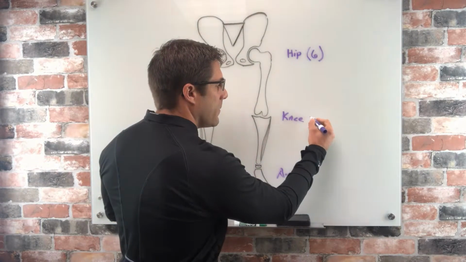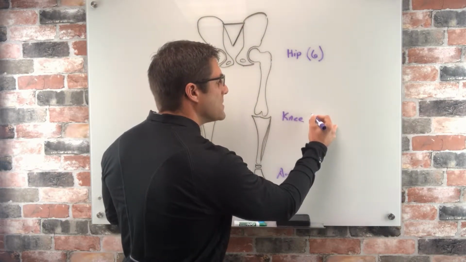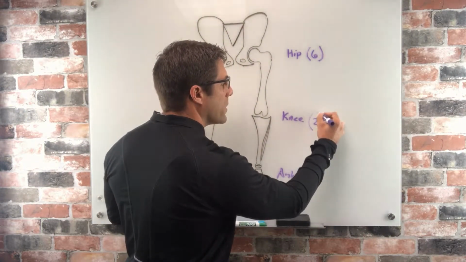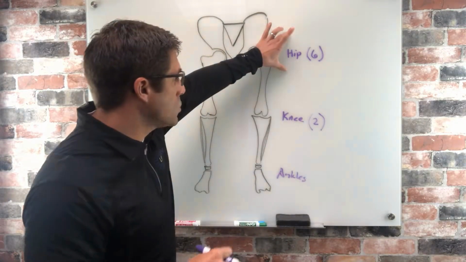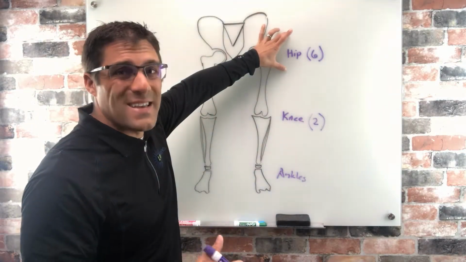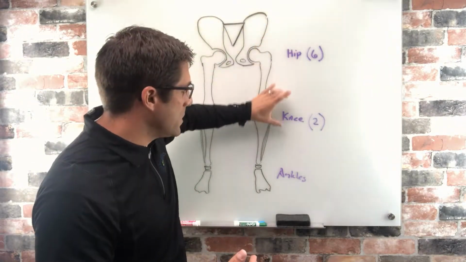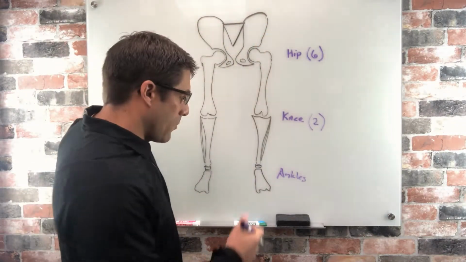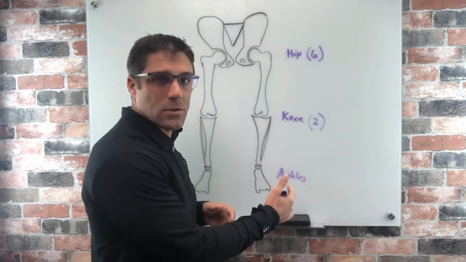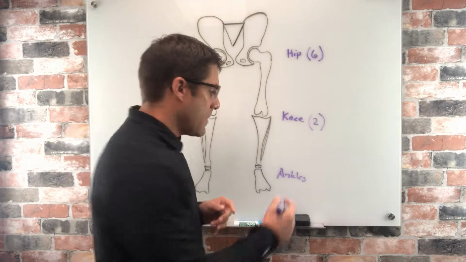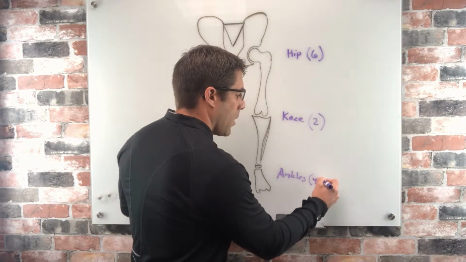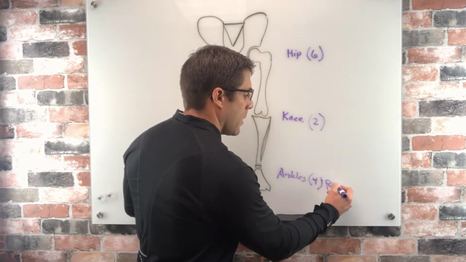Now, your knee is actually a very, very stable joint. There's only really 2 main movements in the knee, and that's flexion and extension. So when you have a mobile joint, you have to have a stable joint right next to it, which is the knee. And then right below that, we have the ankles, and the ankles are actually another very mobile joint. They have 4 different ranges of motion.